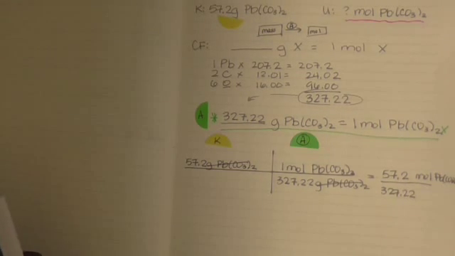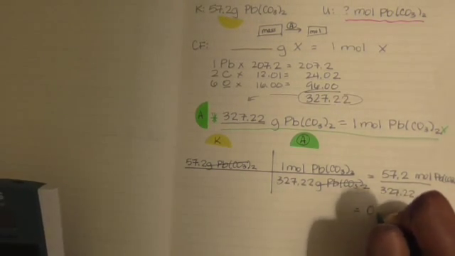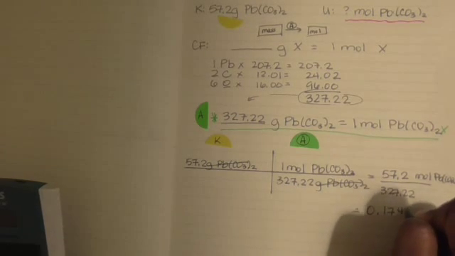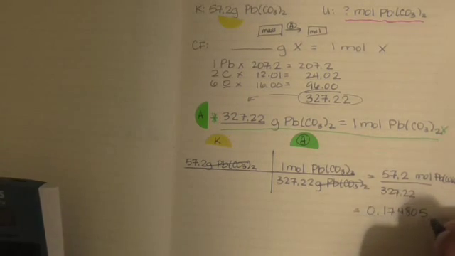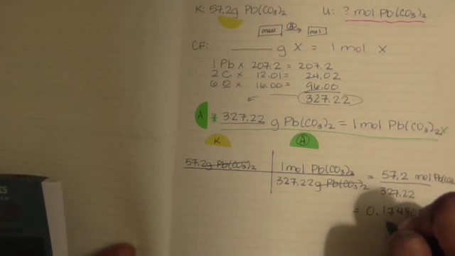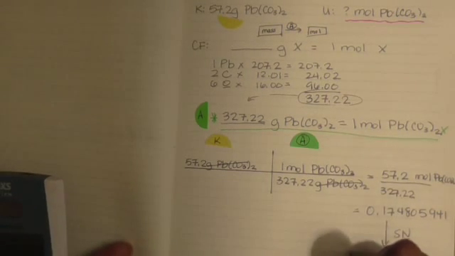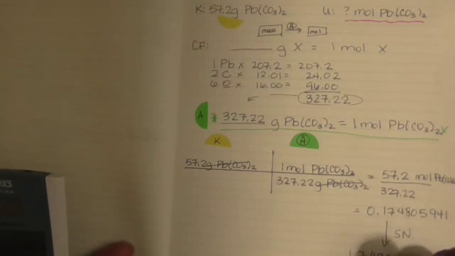Okay, so I have 57.2 divided by 327.22. And I will wind up with, my calculator says, 0.174805941. First thing we're going to do is put that in scientific notation, which means the decimal needs to go after the first digit. And then we're just going to add all that other stuff back in.